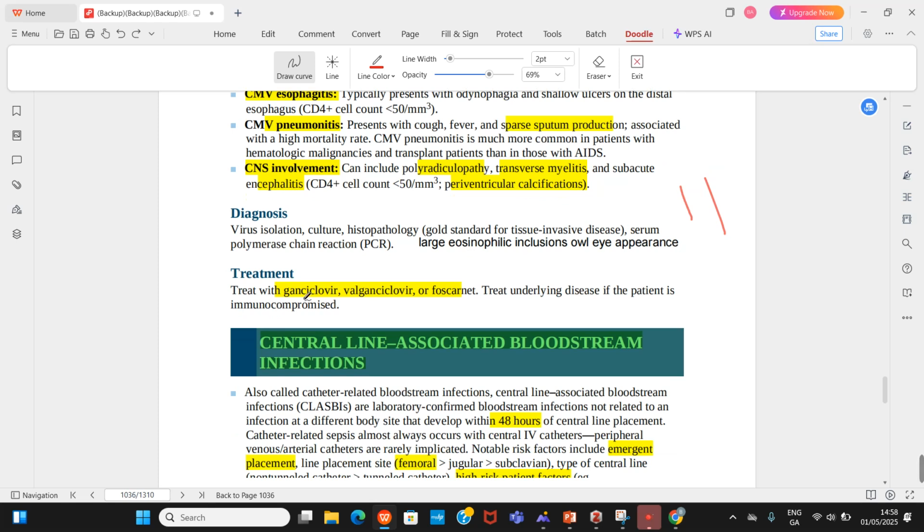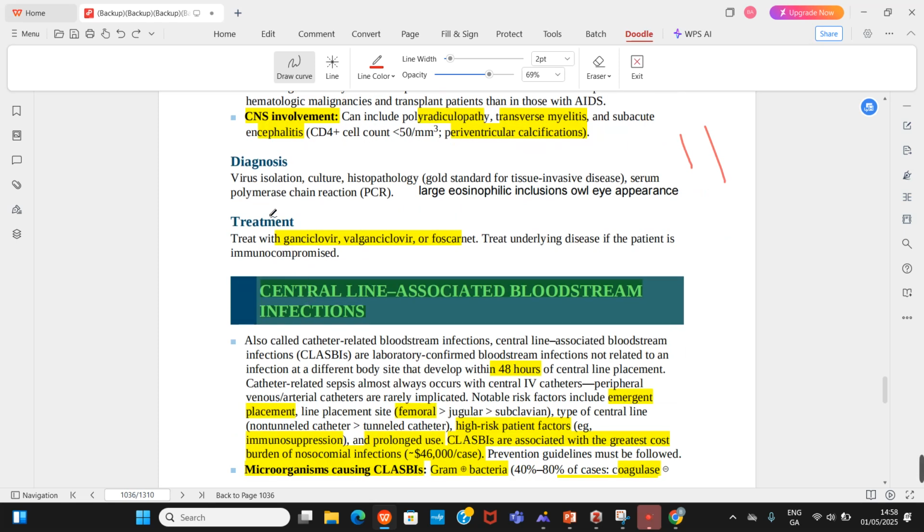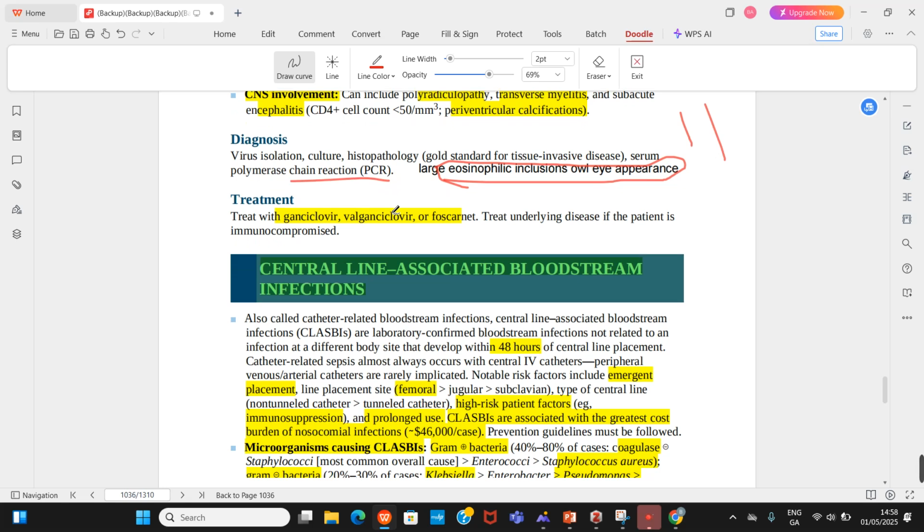So we can do so many things to make the diagnosis. We can do isolation, just culture it. You do histopathology, you take a biopsy sample and look at it under the microscope. Usually you see the owl's eye appearance. That's one of the common things about CMV. You are going to see this owl's eye appearance on your biopsy. You can do a PCR to look at the gene of the virus.